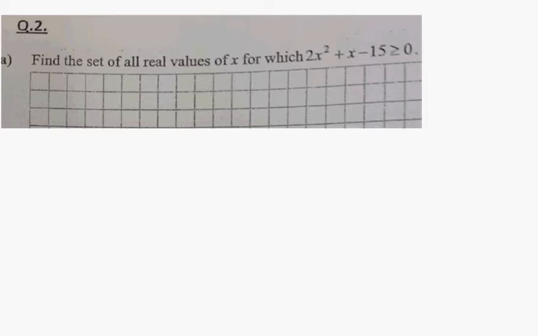So, it's 2x squared plus 1x minus 15 greater than or equal to 0. So basically, what type of function is that? A U shape or an M shape?